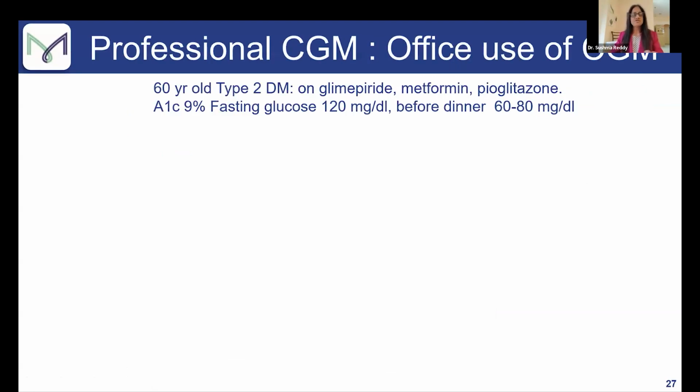This is a 60-year-old patient that I saw in my office, type 2, on glimepiride, metformin, pioglitazone. Her A1C was 9, but she kept saying, Dr. Reddy, my fasting glucose is 120, and before dinner, sometimes I'm actually low. I get to 60. I, of course, didn't believe her. I said, your meter must not be right. How could you have an A1C of 9 and have hypoglycemia?